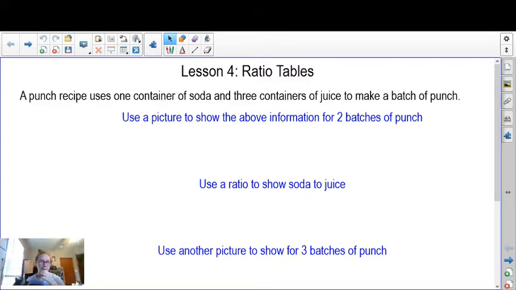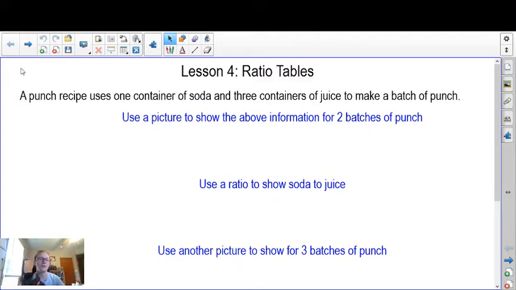Big cat. Okay, so a ratio table. What we're going to do first is talk about a problem and then see why a ratio table helps. Instead of just telling you why I think it's helpful, I'm going to show you. This example says that a punch recipe uses 1 container of soda and 3 containers of juice to make a punch. So we're going to use a picture to show the above information for 2 batches.